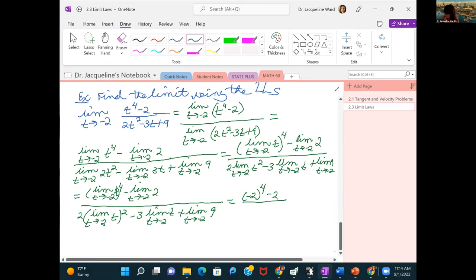All right, and likewise on the bottom, get 2. So again, this is substitute in the negative 2. And then minus 3 times negative 2. And then the constant stays a constant. And you can do that math, get 14 over 23.